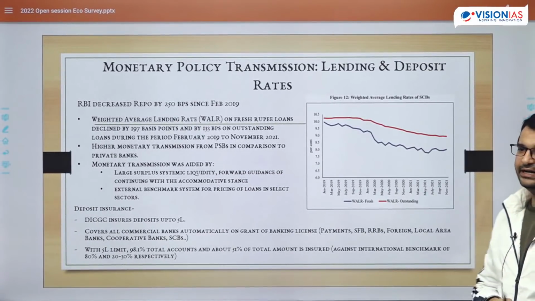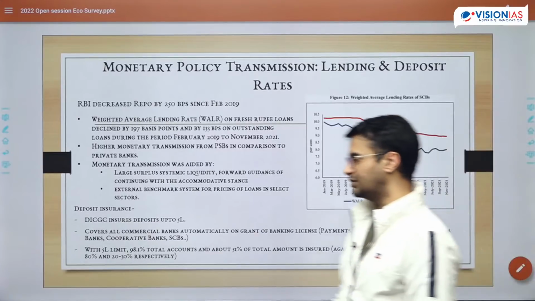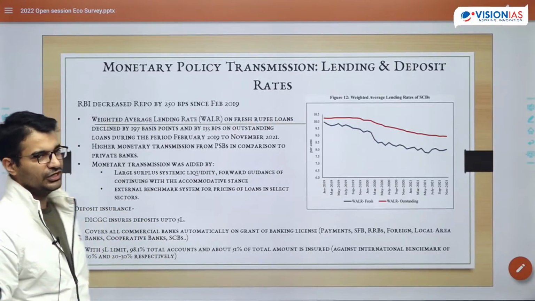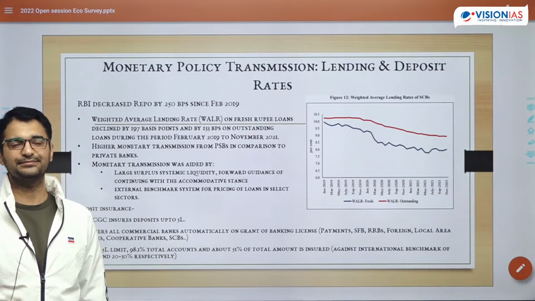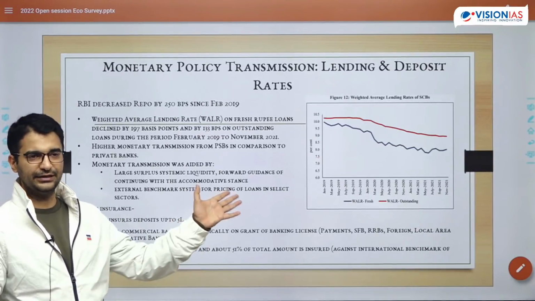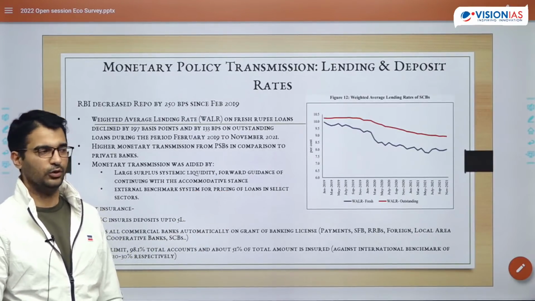It was further aided by excess liquidity conditions. Because there was excess liquidity, banks had excess money with them and therefore they could lend money at a lower rate of interest, and therefore this led to better transmission of monetary policy.